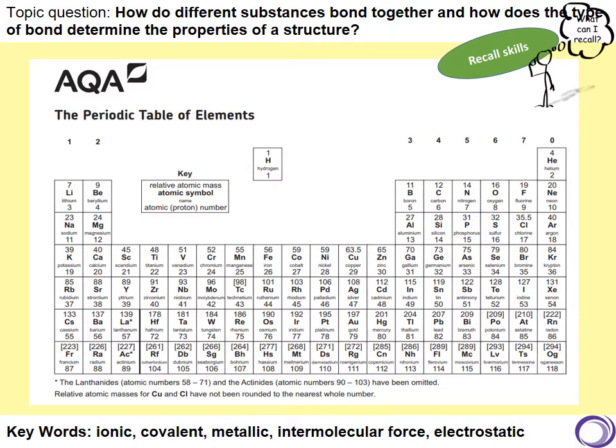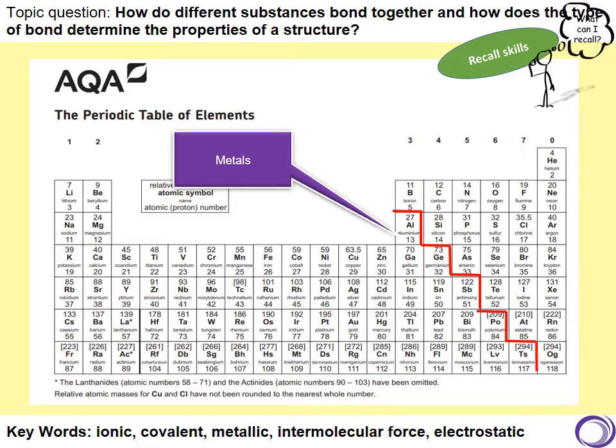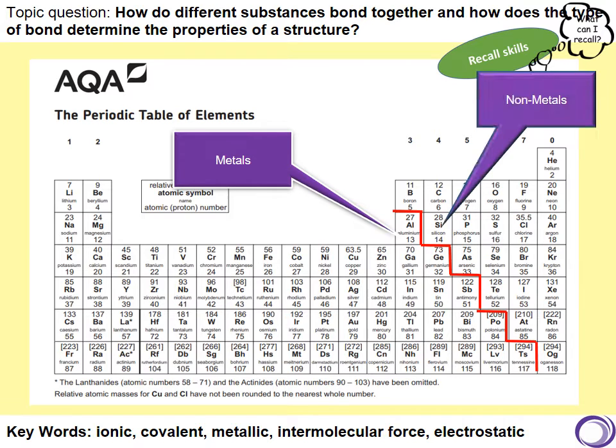Going back to our periodic table then, I'm sure in the past your teacher will have shown you how to draw the steps starting at aluminium, going down the periodic table, and that when we've drawn this step, the elements to the left of the step are all metals and the elements to the right of the step are all non-metals.